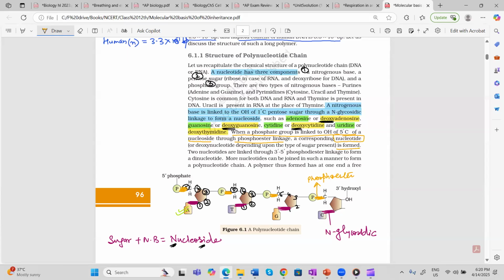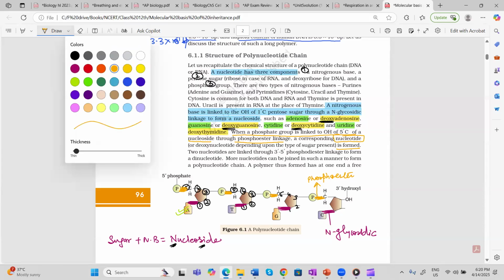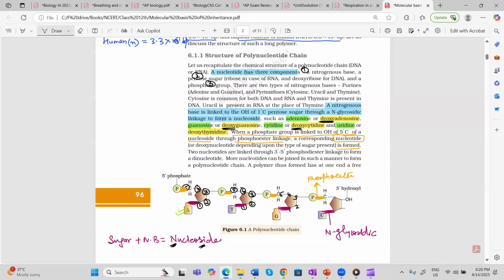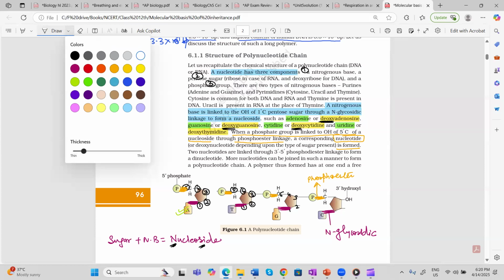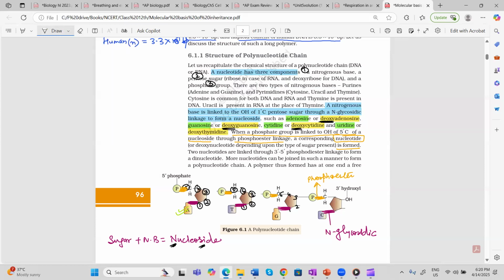So in this diagram, I have explained two bonds, N-glycosidic, and the ester bond. Now for your learning, I'll rub out all these bonds which are creating confusion for you. This is actually a polymer. I'm not showing you the polymer right now. I'm just showing you these are nucleotides. How many nucleotides are on the board right now? Just check and tell me.